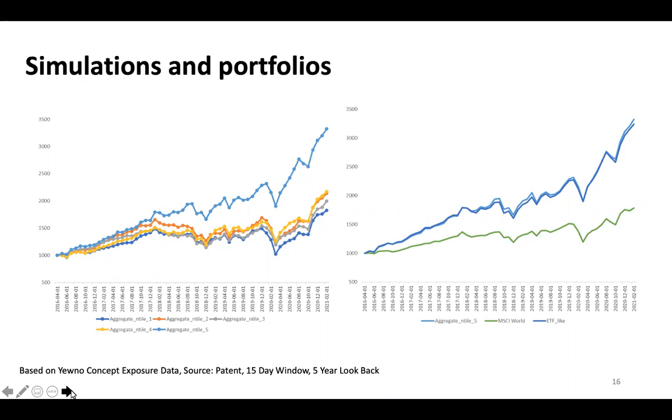Aggregate quintile 1 is the lowest, so it is the portfolio made of the stocks with the lowest exposure to this aggregate signal, made of the equal weighted average of all the scores out of these 22 concepts. And so on: aggregate quintile 2 is the second quintile, Q2, and so on and so forth.